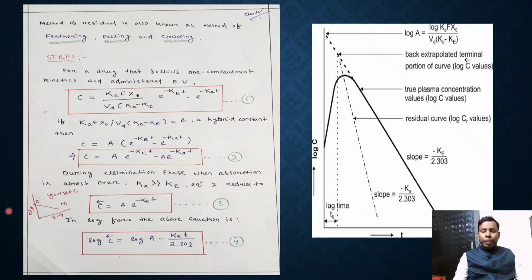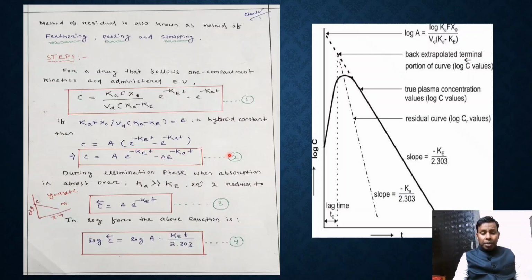Now look at this graph. This is the absorption phase, this is the elimination phase. The left side is the absorption phase, where the rate of absorption is much more than the rate of elimination. On the right side, the rate of elimination is more than the rate of absorption, because the absorption will not be that much. Hence this A e to the power minus Kat term will become 0 during the elimination phase.